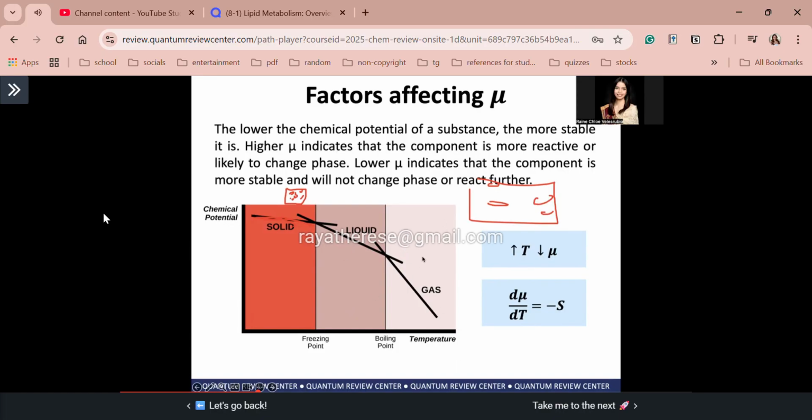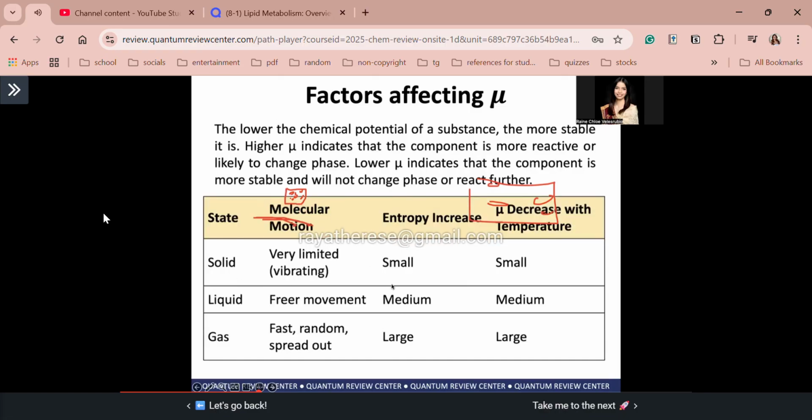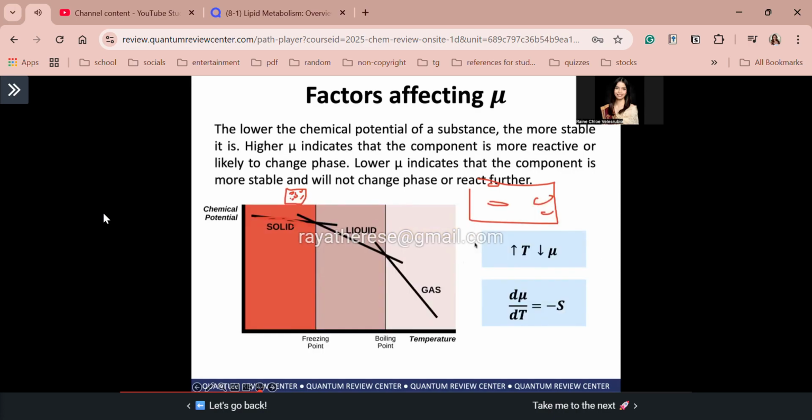Okay? I hope that's clear, guys. So again, for gases, we have a large decrease in the chemical potential. So, in summary, guys, ayan yan. Okay? I hope that's clear. So, dito, compare lang natin ang decrease ng chemical potential with temperature for a solid, liquid, and gas. Now, guys, let's go back to this dito.